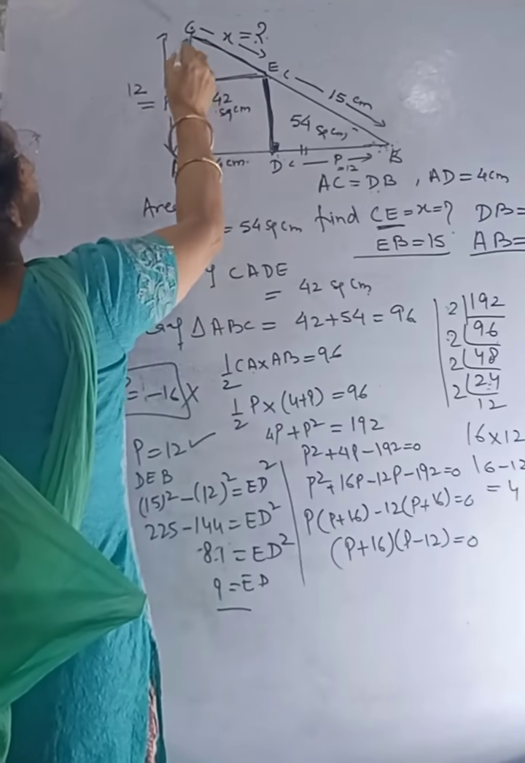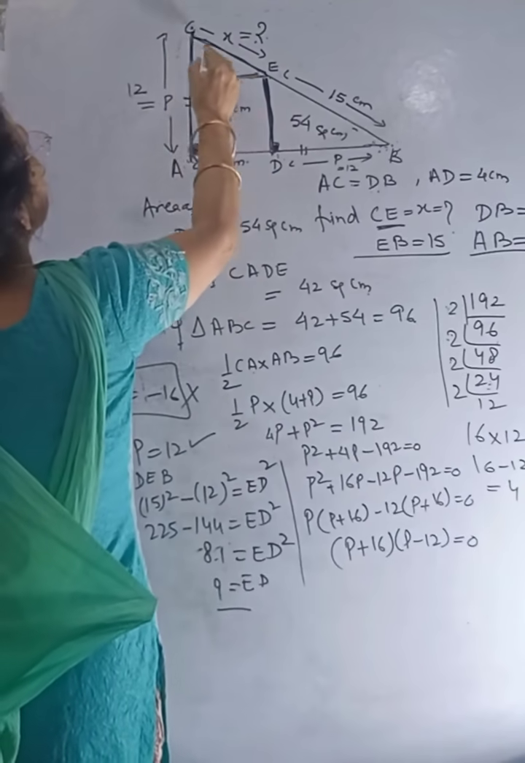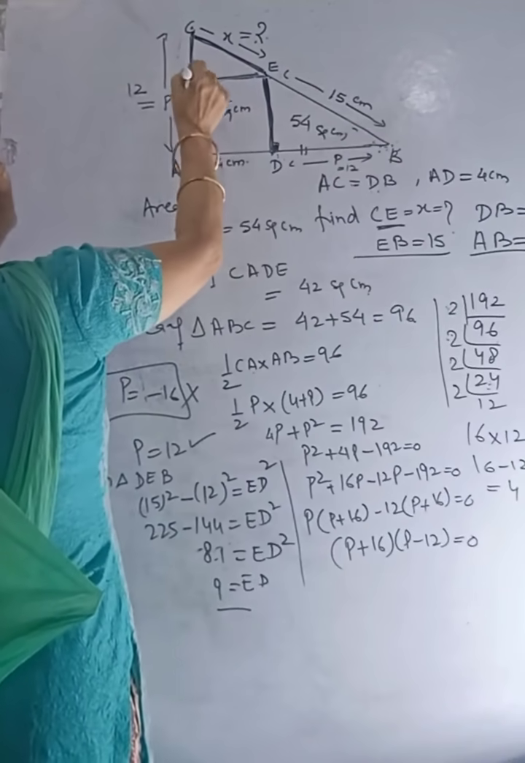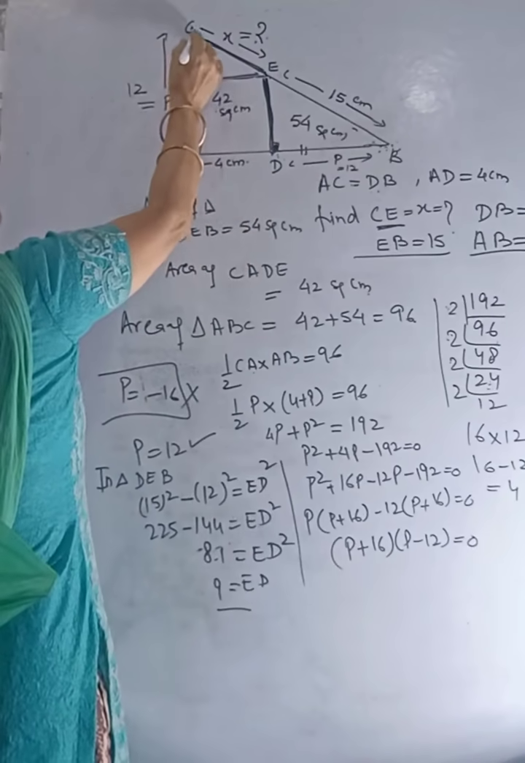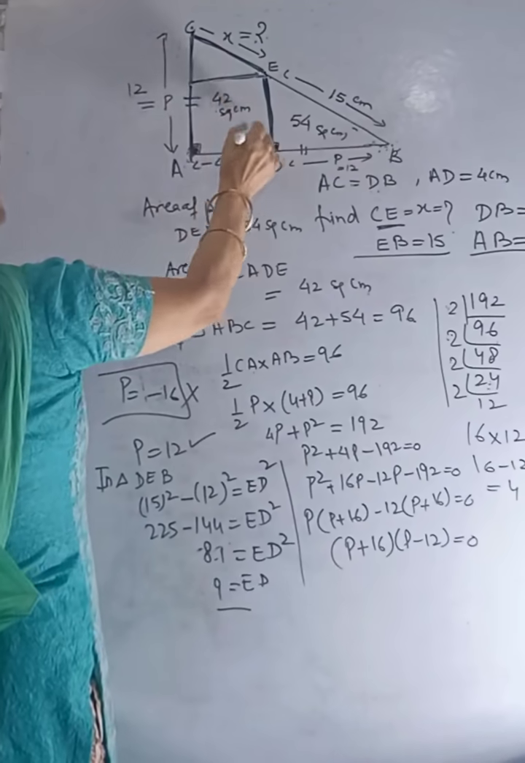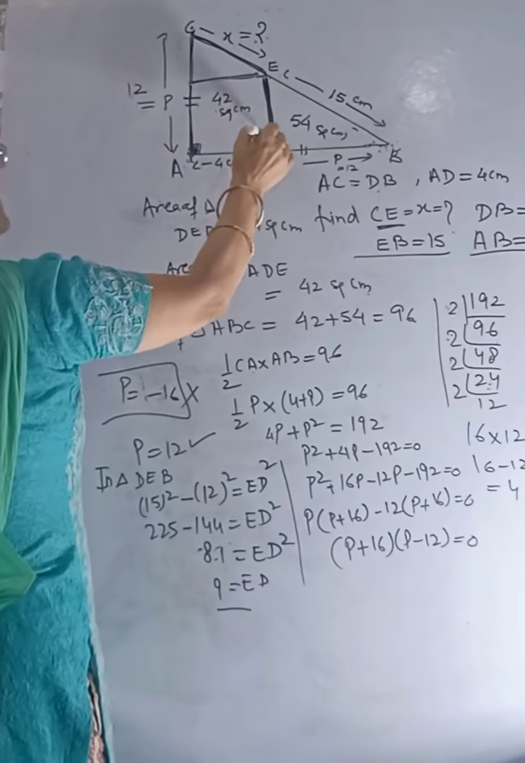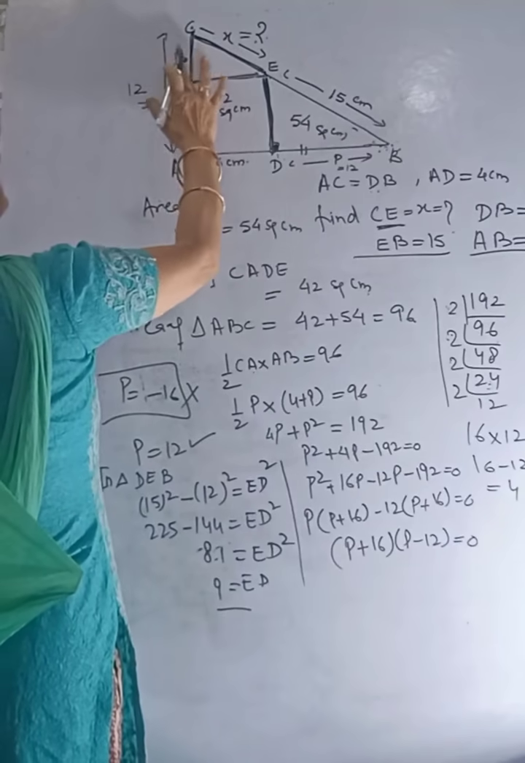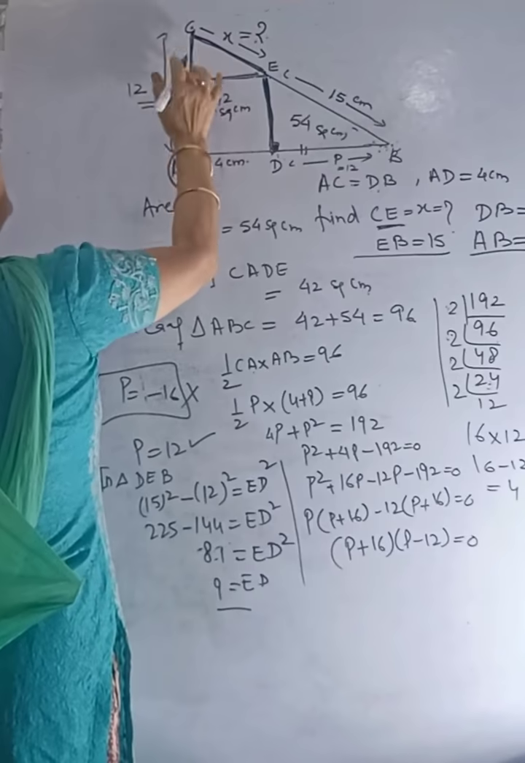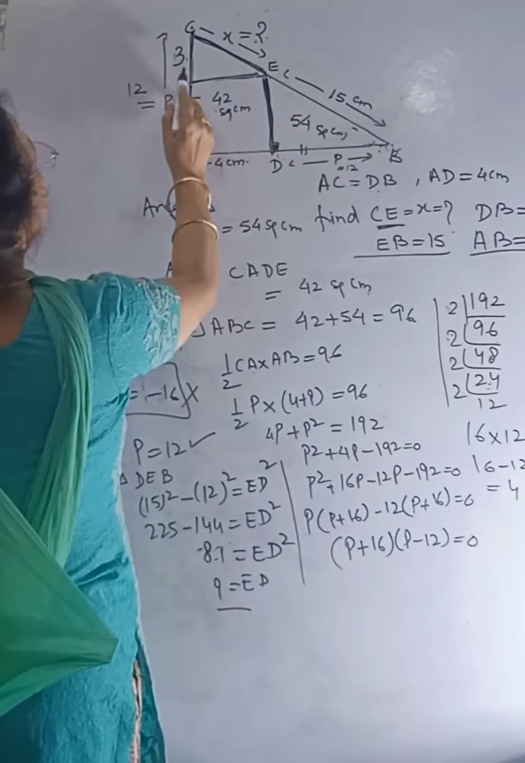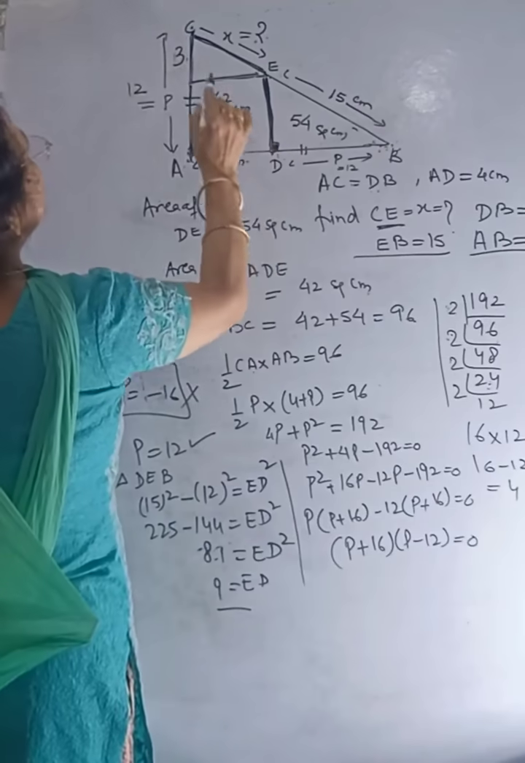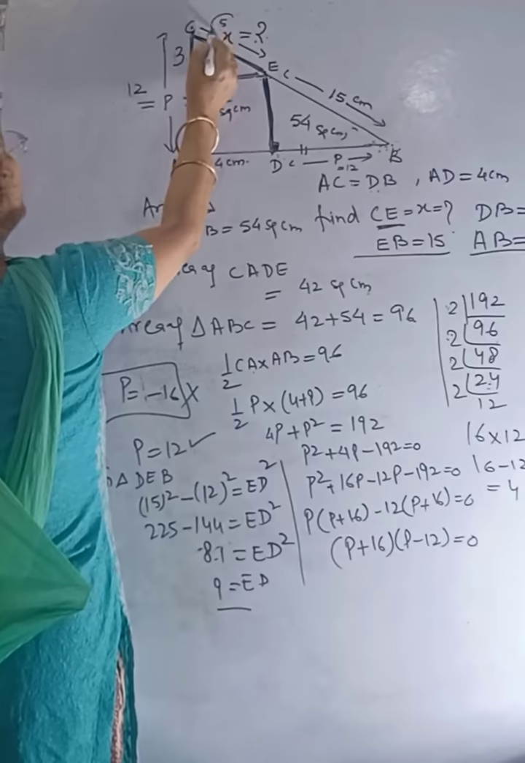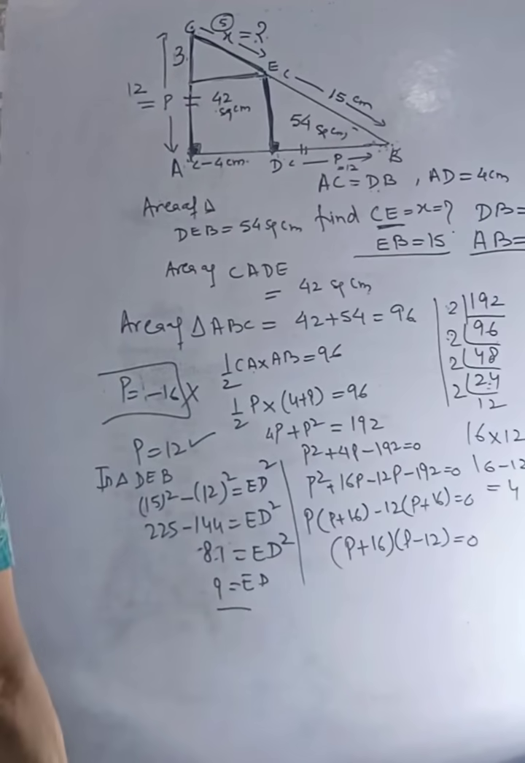The whole is 12. In this triangle, this will be equal to 12 minus 9, which is 3. Different ways are there to calculate x. 12 minus 9 is equal to 3 and this is already 4. Then this will automatically be equal to 5. X is equal to 5.